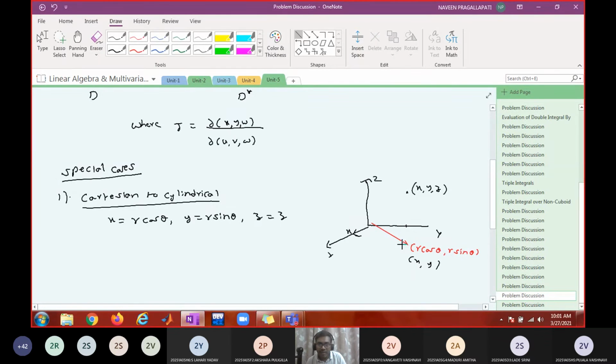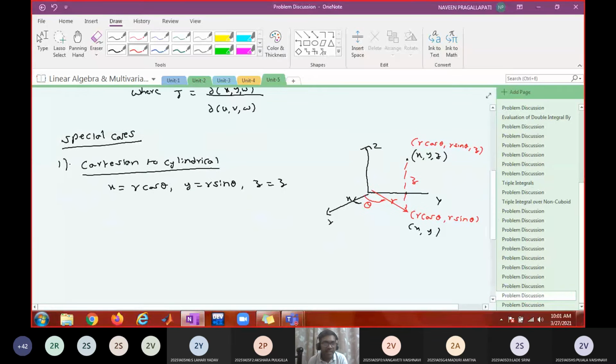Is it clear? So that is how you will see it in cylindrical coordinates. This angle is theta, this length is r, this height is z. Therefore, this is r cos theta, r sin theta, and z. Okay, so then what is the Jacobian of this?